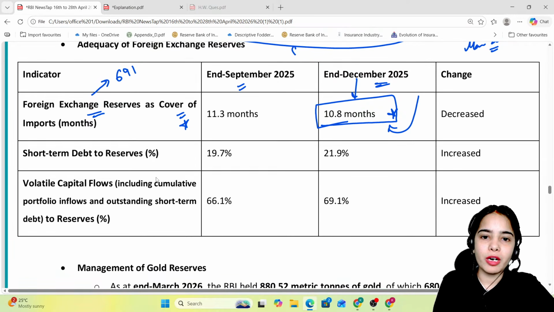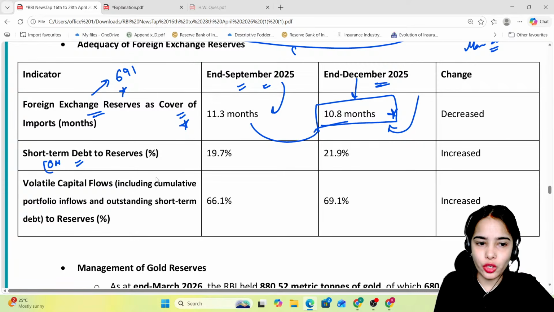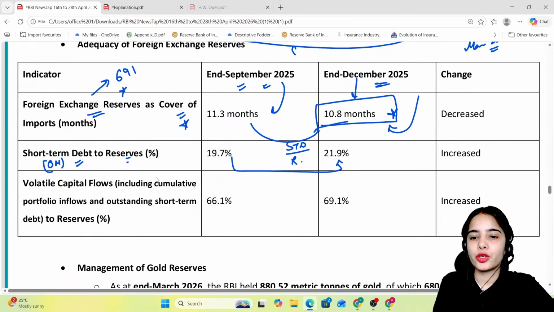At the end of September 2025, there was a coverage of 11.3 months, but now the coverage has decreased because the foreign exchange reserves have depleted, and that's why the coverage has reduced to 10.8 months. Now the short-term debt on original maturity basis to reserves: this ratio has increased to 21.9%. So short-term debt as a percentage of reserves is 21.9%.